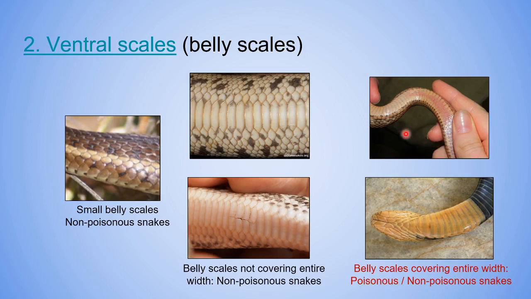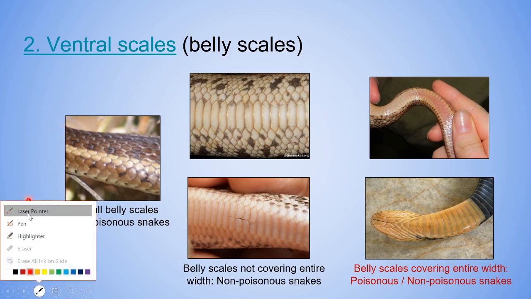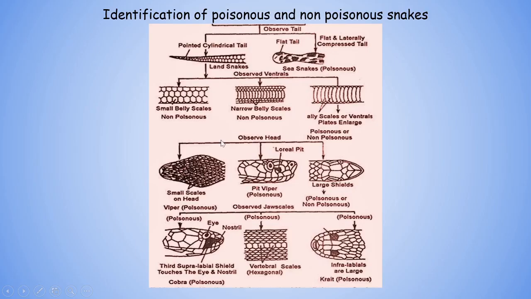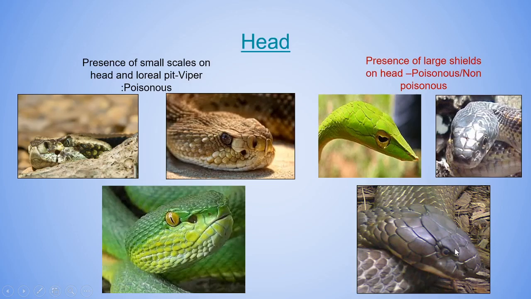So the belly scales covering the entire width can be of a poisonous or non-poisonous snake. So if these two were the case, we could identify it as a non-poisonous snake. If these are the case, we have to check again for other features. The other features that we are going to check is, after the ventral scales, we are moving on to the head. What about the head, whether it is having small scales, etc. Moving on to the head.